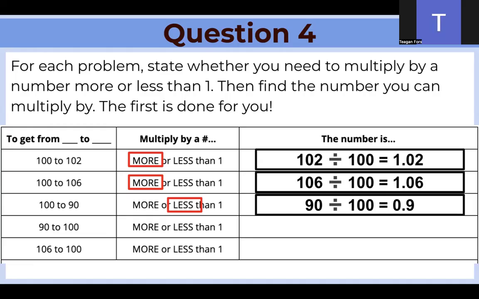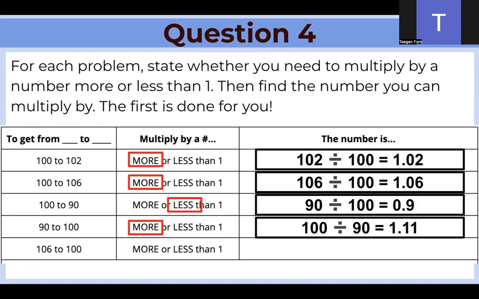For this next one, we are going from 90 to 100. Since I am getting bigger, I am multiplying by a number more than 1. And the number I'm multiplying by, I find by taking 100 divided by 90, and that equals 1.11, repeating. I know I don't have the little line above it, but the ones go on forever.